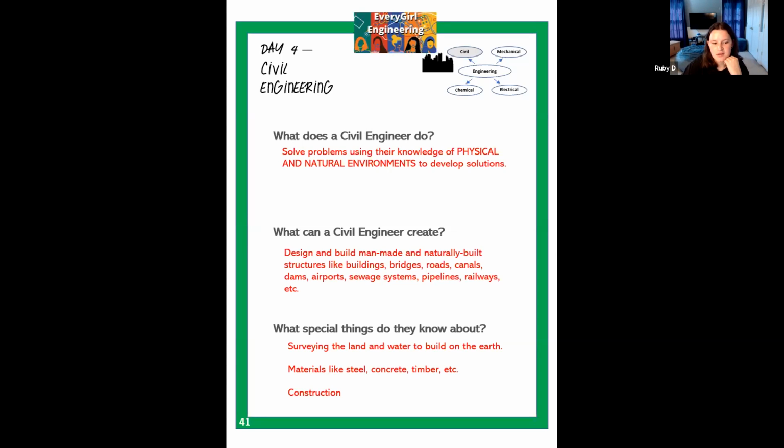And what specific things do they know about? Well, they survey the land and water to build on the earth to make sure that what they're building on won't end up making their building sink in or collapse in, like if you're building your basement, that the ground won't collapse in onto the basement. So they survey the land to make sure it's a good area to build on. And they survey the water to make sure it's drinkable so people don't get sick.